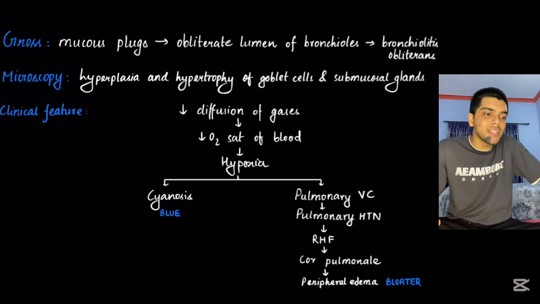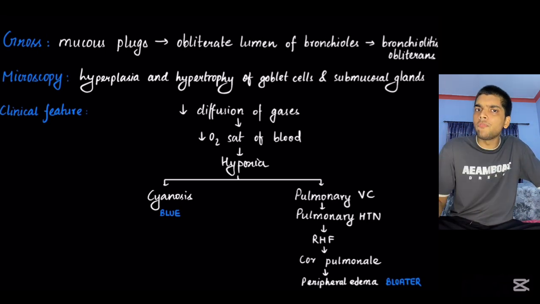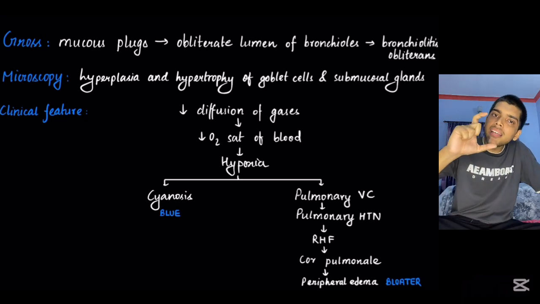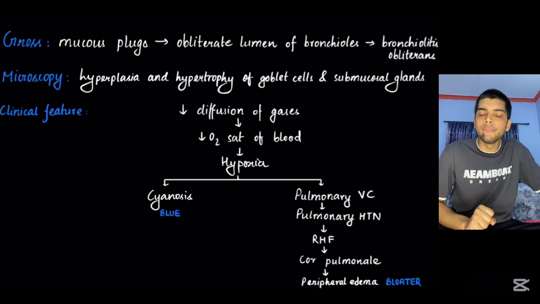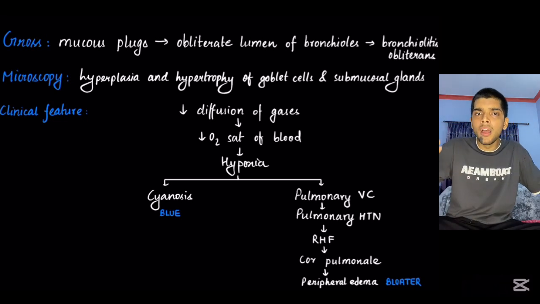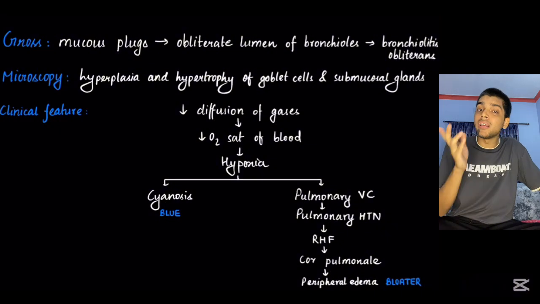Second thing that happens is that there is increase in Reid's index. Normally Reid's index is 0.4. Reid's index is defined as the ratio of the thickness of submucosal gland to the thickness of mucosa plus submucosa. Since there is hyperplasia and hypertrophy of submucosal gland, there is increase in the thickness of submucosal gland without much increase in the thickness of mucosa plus submucosa. So there is overall increase in Reid's index.